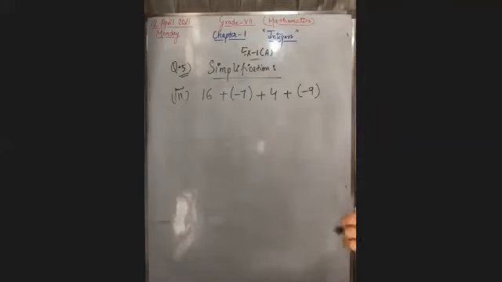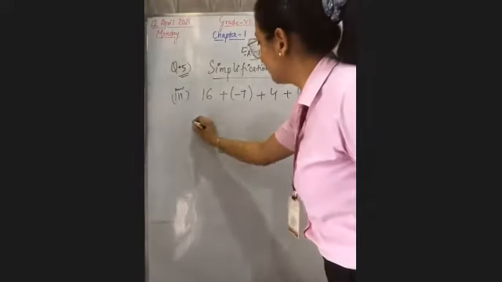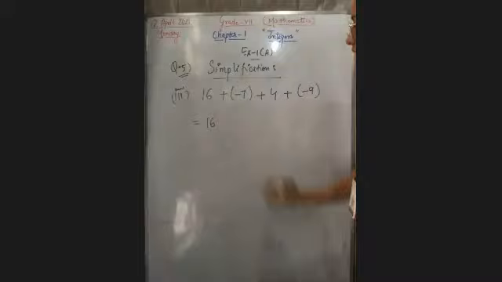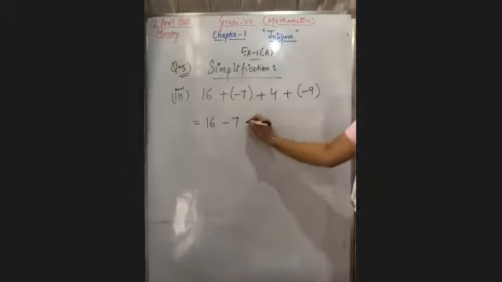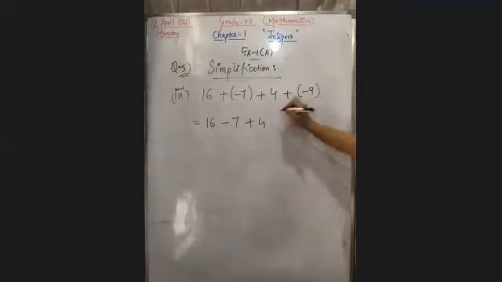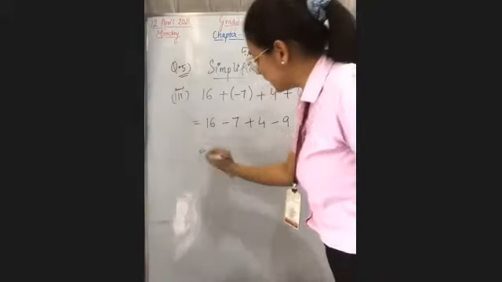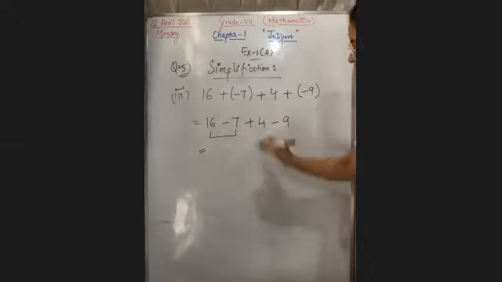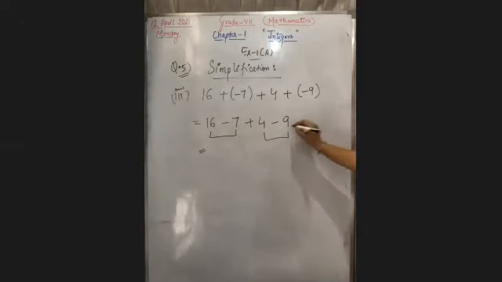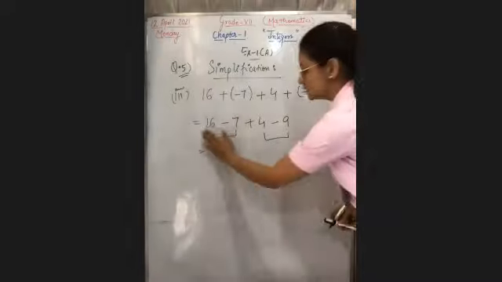Please match your answers and steps with me. You have to write 16 as it is. Plus minus will become minus 7. Plus 4 will be as it is. Plus minus will be minus 9. In the third step, you can solve these two first and then add in this value.